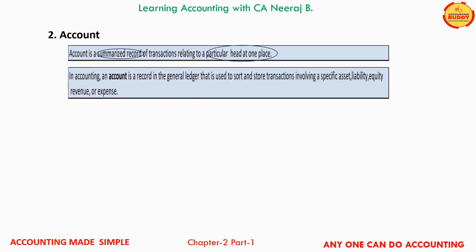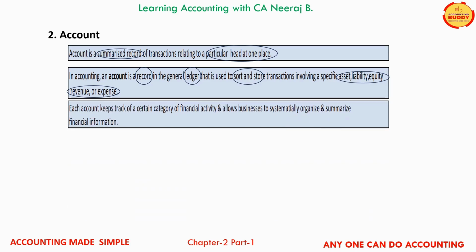An account is a record in the ledger, and transactions are sorted and stored separately for assets, liabilities, equity, revenue, and expenses. Therefore, we can conclude that an account keeps a systematic track of each category of financial transactions and ensures financial information is organized and summarized.